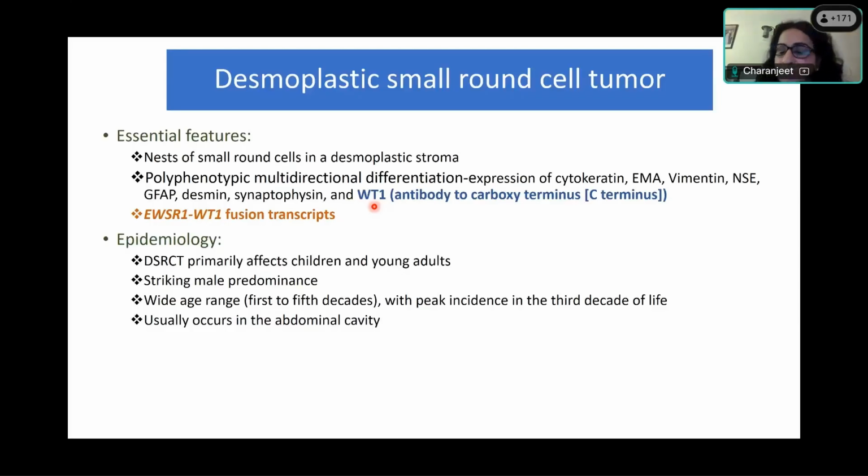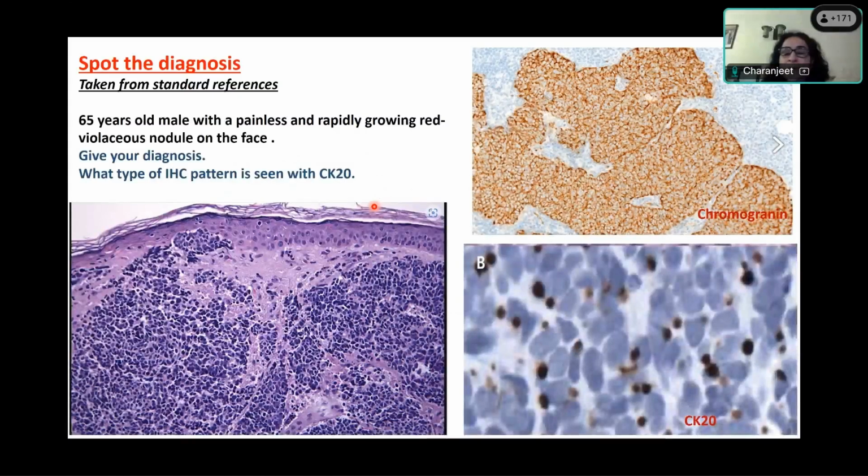Okay, now this is a spotter for you. This is a spot taken from the classic textbook. A 65-year-old male with a painless and rapidly growing nodule on the face. Give your diagnosis, and what is this pattern that you see with CK20? Anyone? Dr. Jasleen, Dr. Bigrai, Dr. Ekta? Anyone? Diagnosis? Anyone? Okay, Dr. Jasleen, any diagnosis?